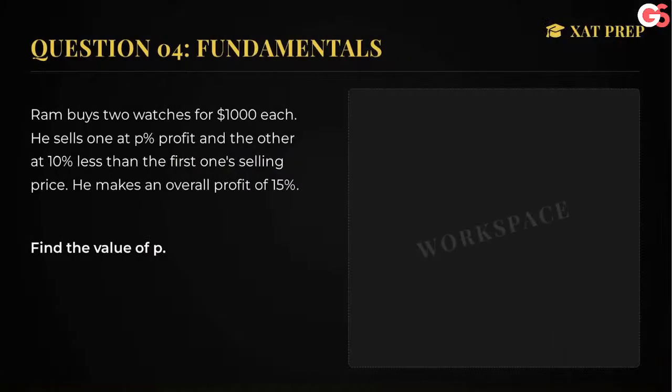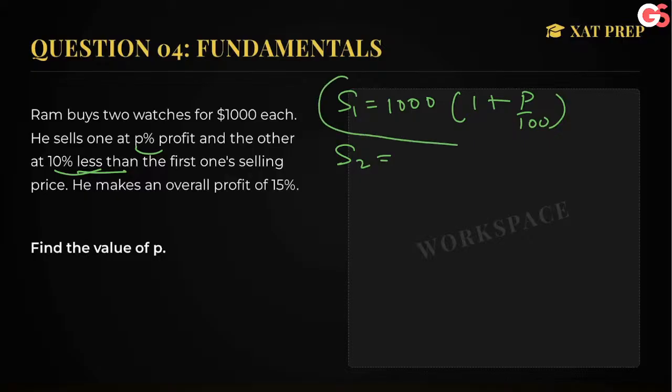Ram buys 2 watches for rupees 1,000 each. He sells one at 50% profit, the other at 10% less than the first one's selling price. Okay, so look, the first watch is 1000 multiplied by 1 plus p by 100. That is the selling price for the first watch, S1. And for the second one, S2, he is selling at 10% less than the first one's selling price. 10% of S1 means 0.9 S1, I'll get 900, right? Times 1 plus p by 100, that's what I'm getting.